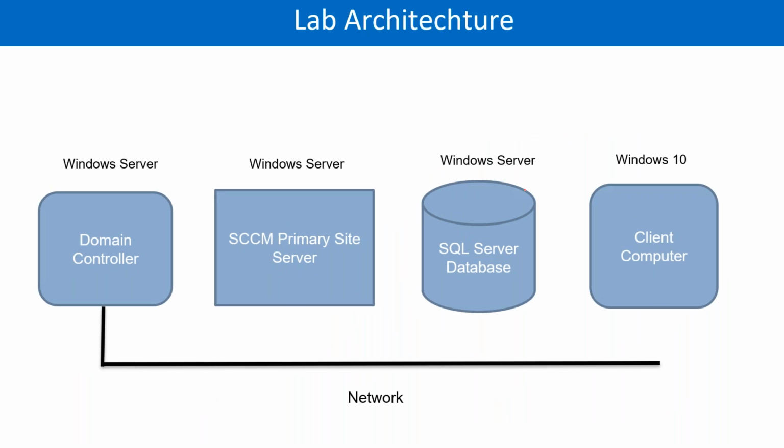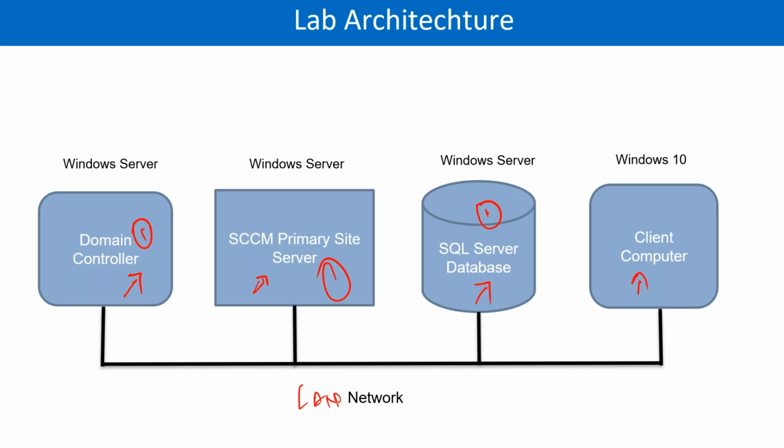Lab architecture: what we go with is one single primary site, one domain controller, and one database. The three servers will be there. The database will be on a separate server, the SCCM primary site will be on a separate server, and the domain will be on a separate server. Three servers and one client, a Windows 7 or Windows 10 computer. All will be on the same LAN network.